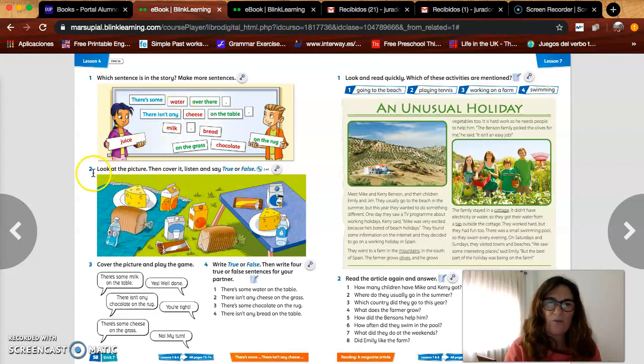So now we are going to move to activity 2. It says, look at the picture. You don't need to cover. Dice aquí que lo tapéis para escuchar y decirlo si es verdadero o falso. Look at the picture and just say true or false, okay? So let's go to the listening activity. Listening 2.46. Listen and say true or false.